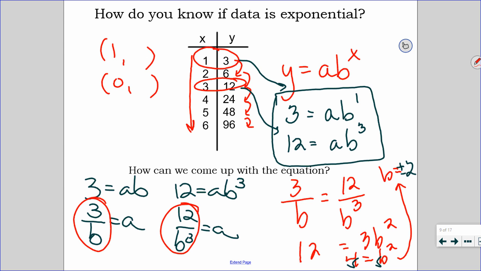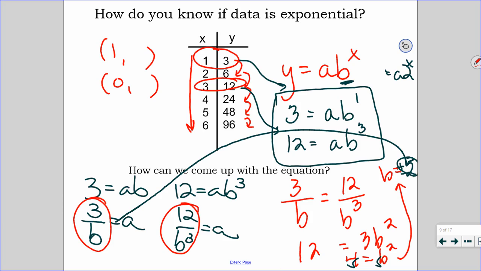But if you look at where b is, we have to go to our rules for exponents, right? Exponential functions. My base can't be negative. As long as it's the base, I can only have a positive b. So b is 2. I'm going to plug my 2 into this one because it's pretty easy. So then a is 3 halves. So here's my function: 3 halves times 2 to the x.